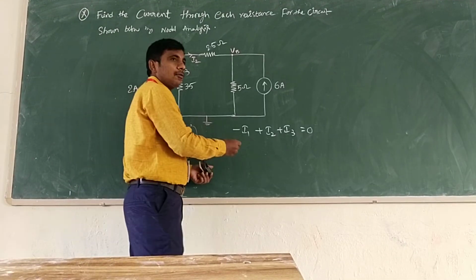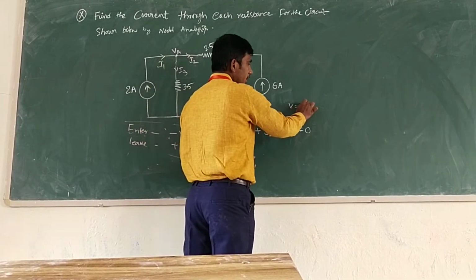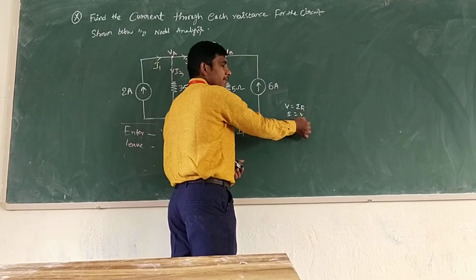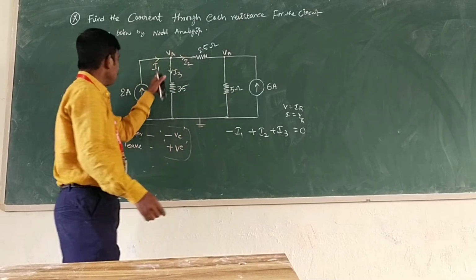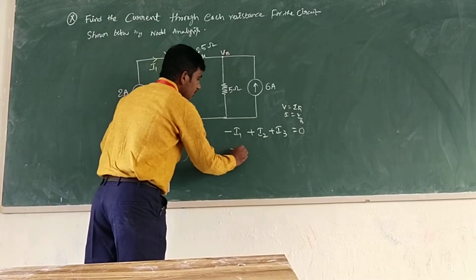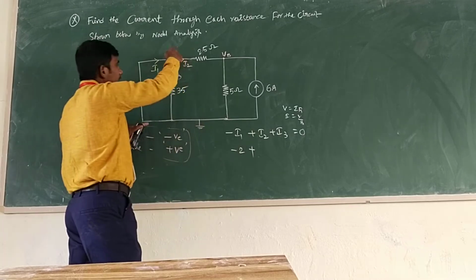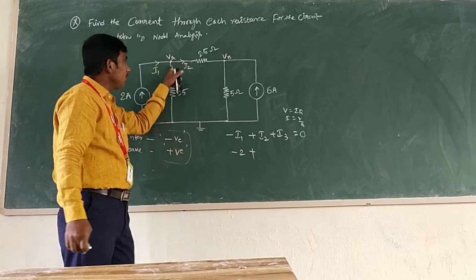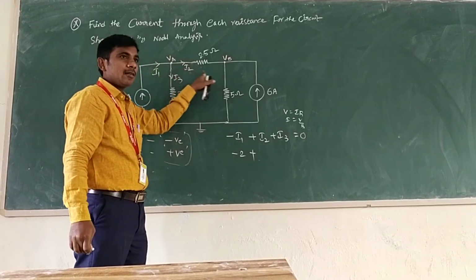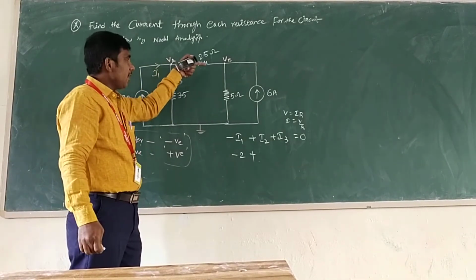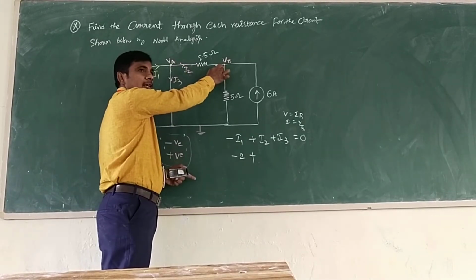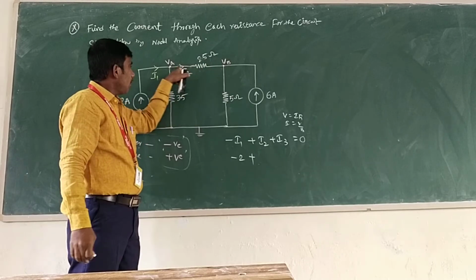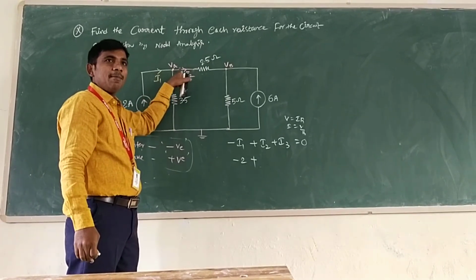Now we have to write according to Ohm's law, V equal to IR. From that, I equal to V by R, potential divided by resistance. Now I1 we already know is 2 amps. Minus 2 plus I2, the current entering the 2.5 ohm resistance. The 2.5 ohm resistance is between VA minus VB. You have to consider that the current is entering in this direction, that means flowing from VA to VB. Current always passes from higher potential to lower potential. We have to take the difference VA minus VB.